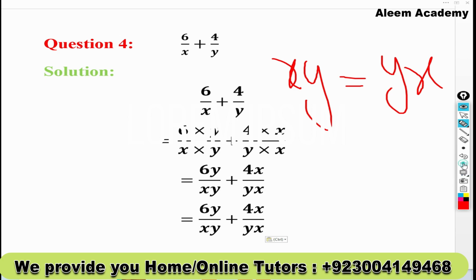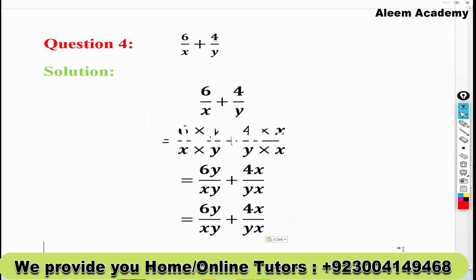So what we have to do? We just have to convert them into a single fraction. We have to put a single fraction, and in the numerator we have to add them. 6y plus 4x. 6y plus 4x over xy is your answer.